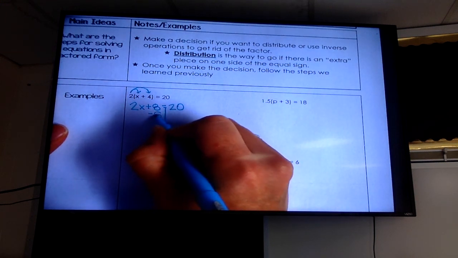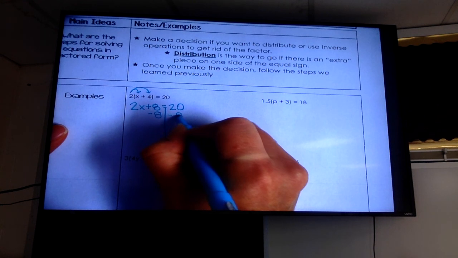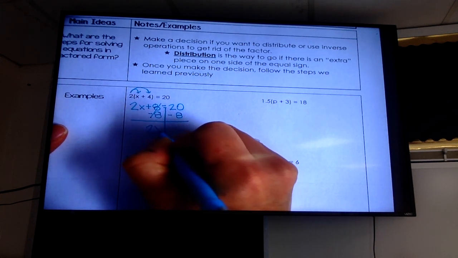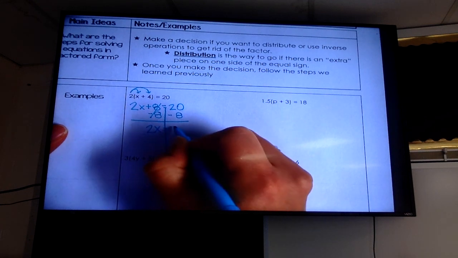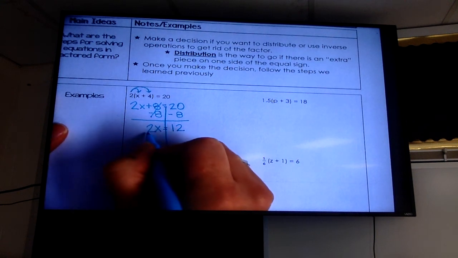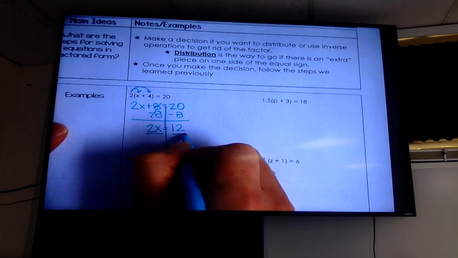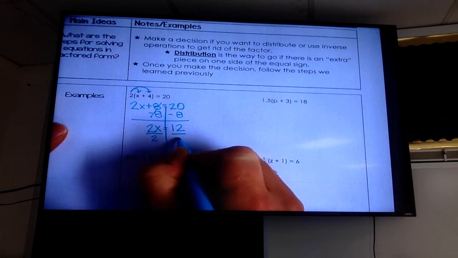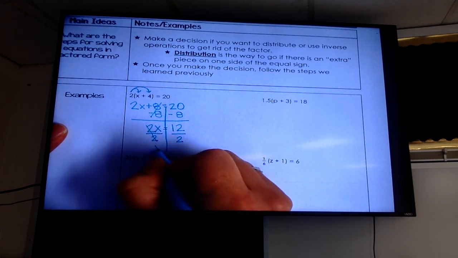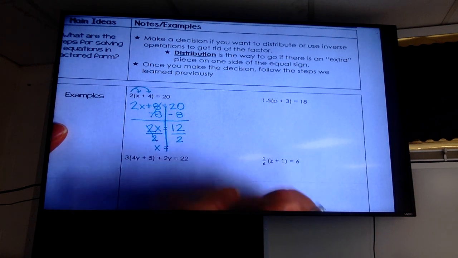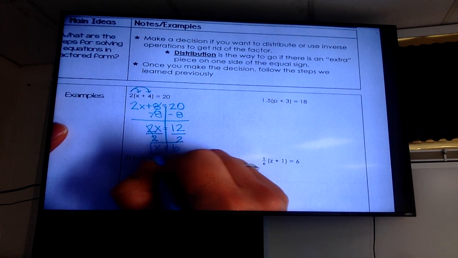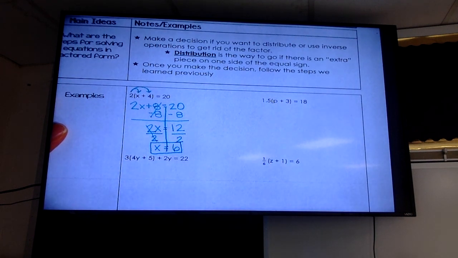I'm going to take away 8 from each side. That's going to leave me 2x on this side. It's going to leave me 12 over here because 20 minus 8 is 12. Now, I see multiplication, and I know the opposite of multiplication is division, so I'm going to divide both sides by 2. Any number divided by itself gives me 1, so 1x or x, and 12 divided by 2 is 6. So my answer here should be x = 6.